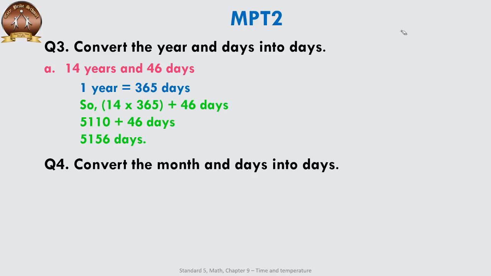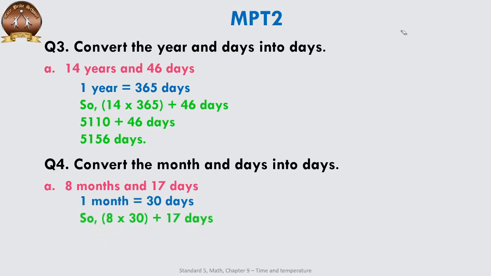Convert the month in days into days. What do we get? 8 months and 17 days. Month has to be converted to days. Bigger unit to smaller unit, we multiply. 1 month is equal to 30 days. So 8 months is equal to 8 into 30 plus 17 days, which is already in days. Multiply and you get 240 plus 17, 257 days.